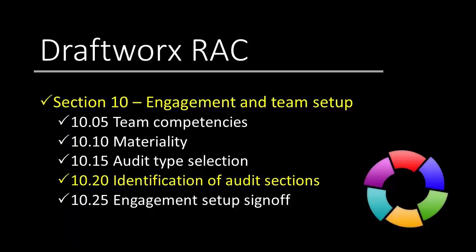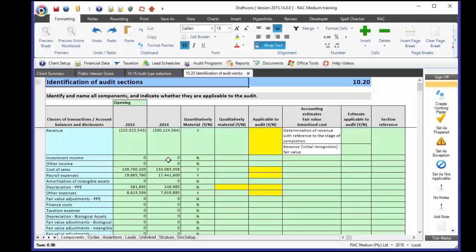All right, so now 10.20 is the identification of audit sections. The purpose behind this document is for you as the auditor to make a decision: what components am I actually going to audit at the end of the day? Which of these are going to be part of my audit file? In other words, which items are going to be allocated to my cycles?